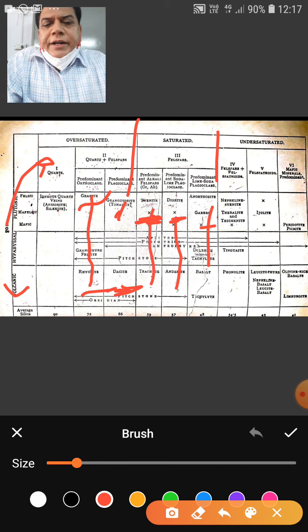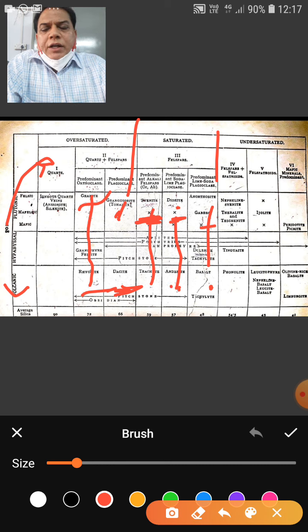For syenite, it is trachyte. The volcanic equivalent of syenite is trachyte. Compositionally they are same, texturally they are different. Similarly, your diorite volcanic equivalent is andesite, and similarly for your gabbro, volcanic equivalent is basalt. So this is plutonic, this is volcanic.